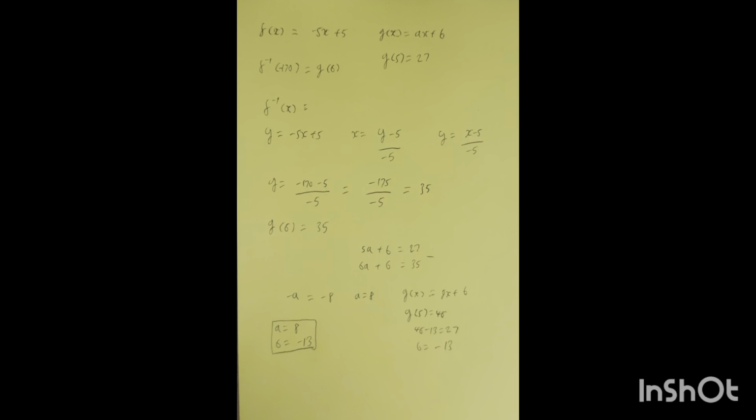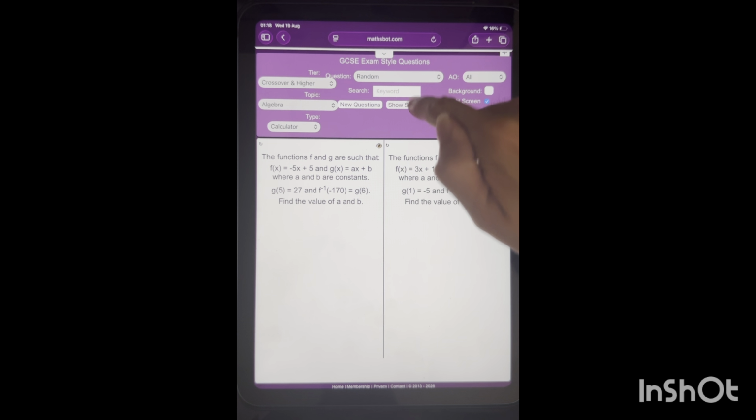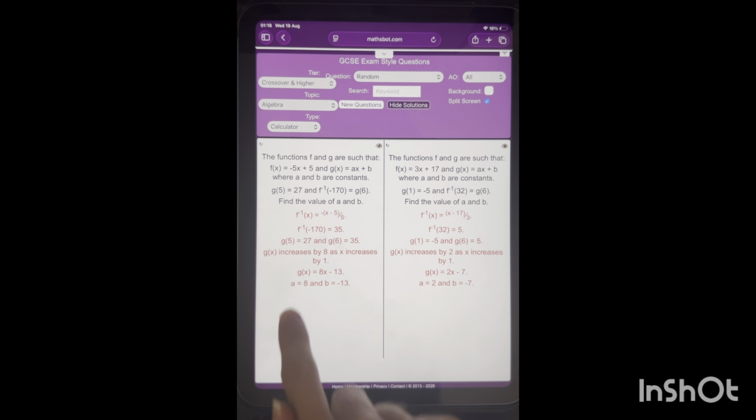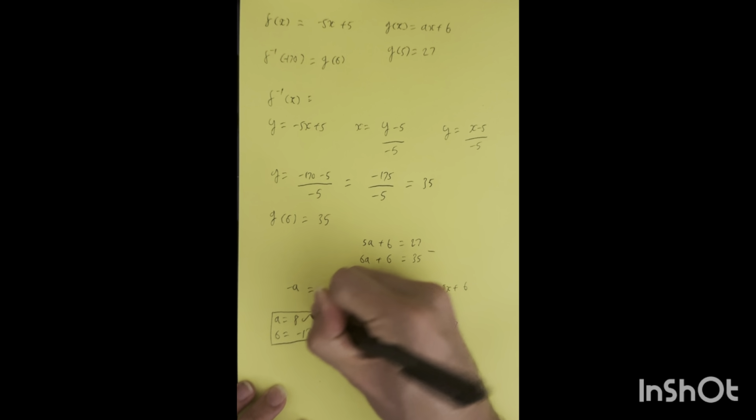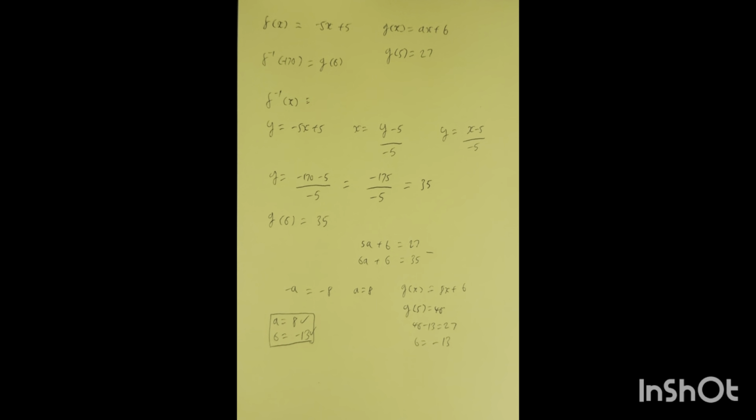So let's see if I'm correct. Let's show the solutions. Okay, it says a equals 8 and b equals minus 13. As you can see, we got a equals 8 and b equals minus 13, so we are correct.